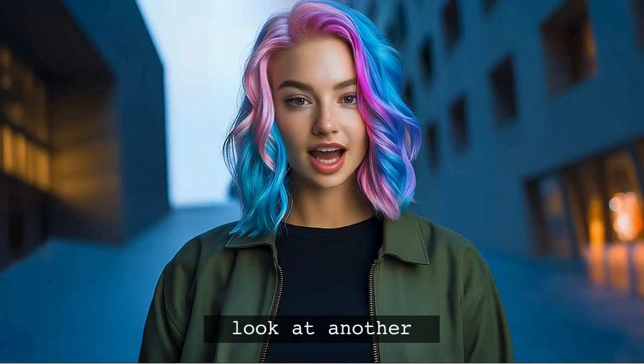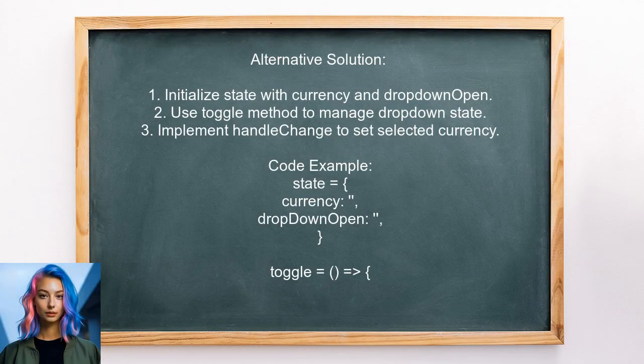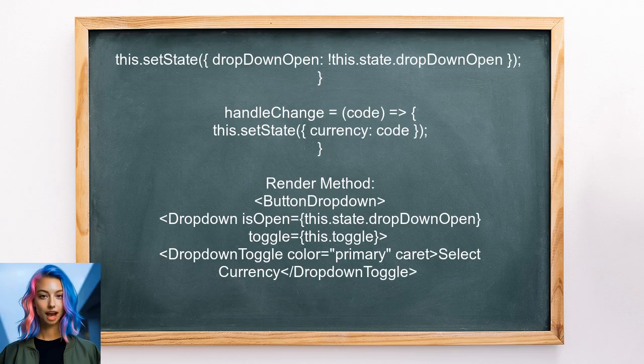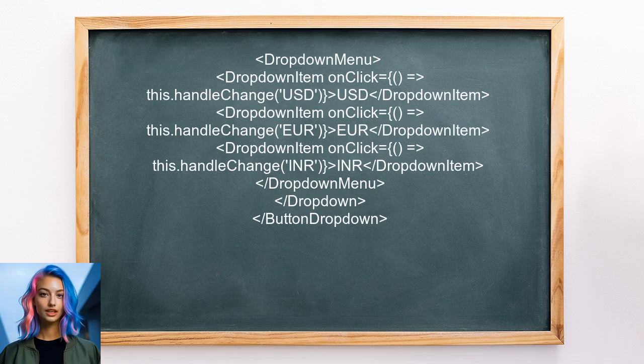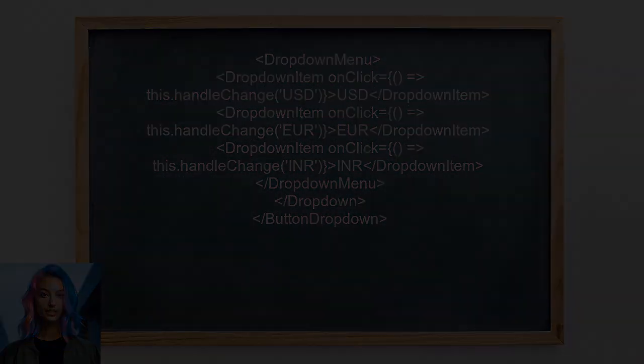Let's take a look at another answer from another user. An alternative solution provided by a user involves using a different structure for the dropdown. They suggest initializing the state with a currency variable and a dropdown open state. The toggle method updates the dropdown's open state, while the handleChange method sets the selected currency. In the render method, they create a button dropdown that includes a dropdown toggle and dropdown menu, with dropdown items for each currency. This approach allows you to easily retrieve the selected value using the currency state.